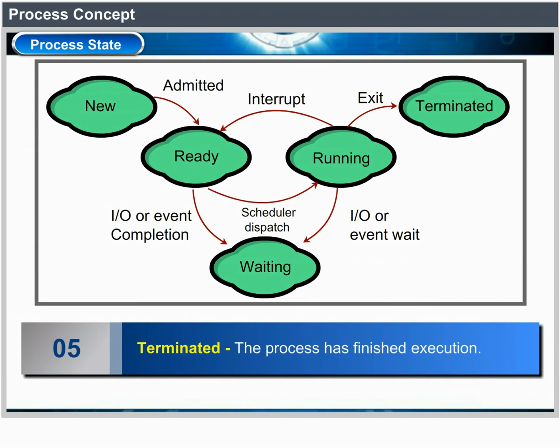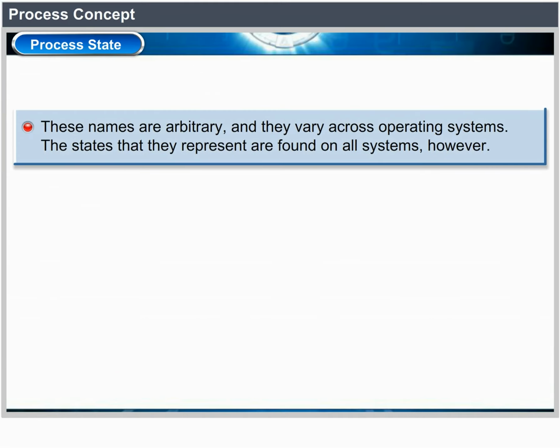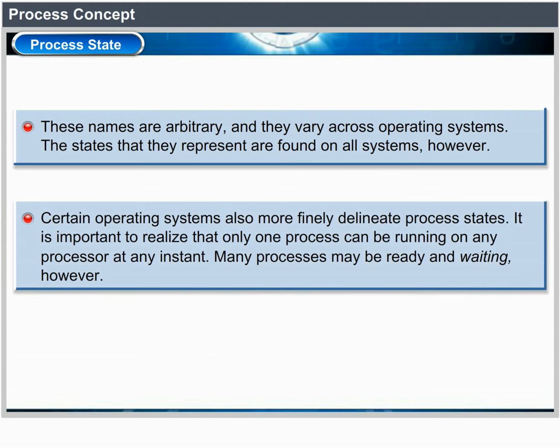These names are arbitrary and they vary across operating systems. The states that they represent are found on all systems, however. Certain operating systems also more finely delineate process states. It is important to realize that only one process can be running on any processor at any instant. Many processes may be ready and waiting, however.